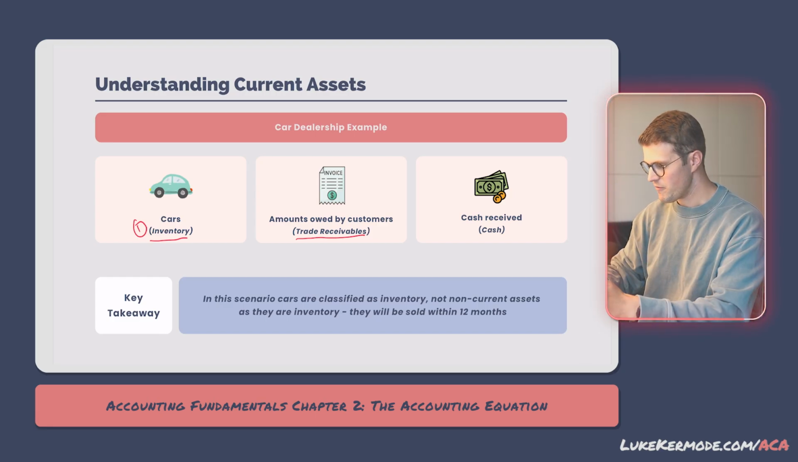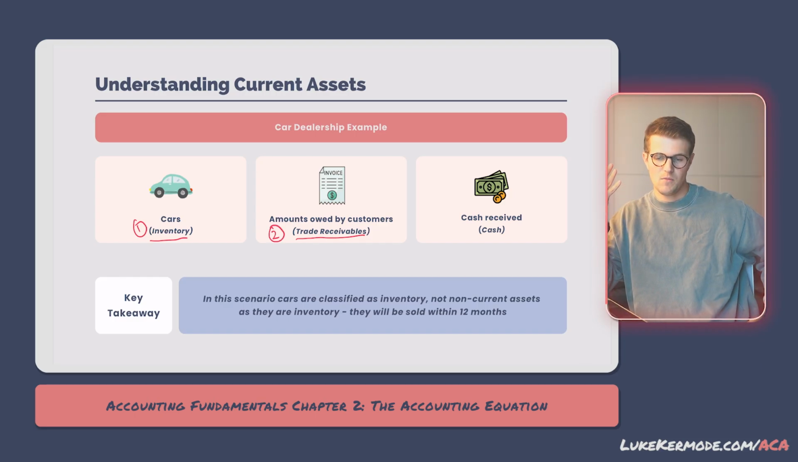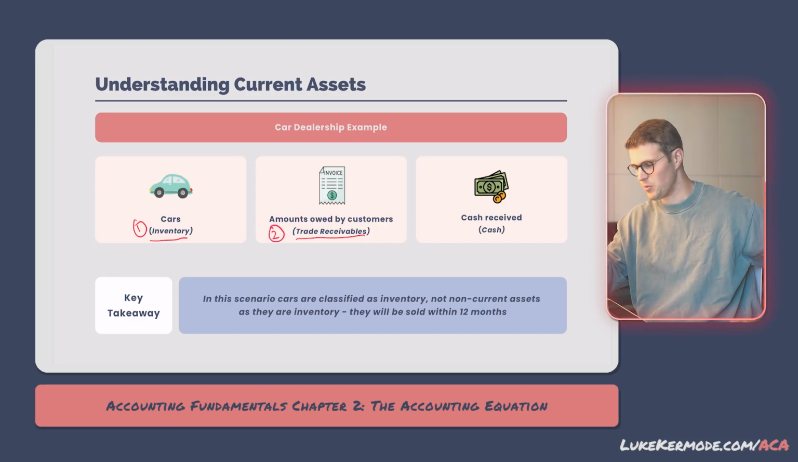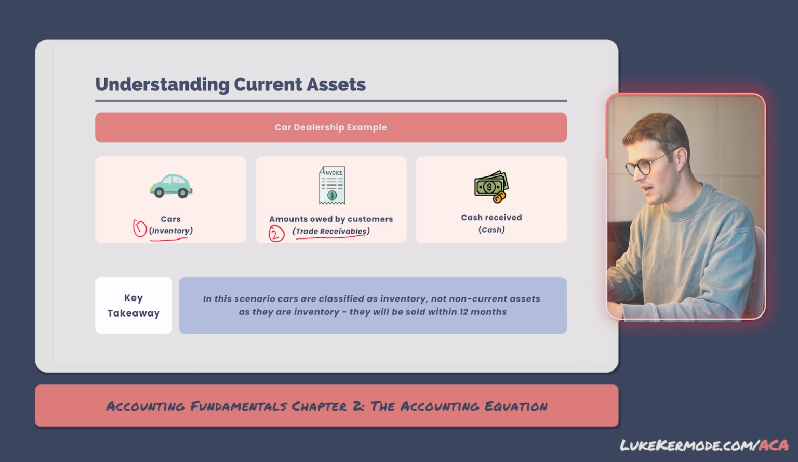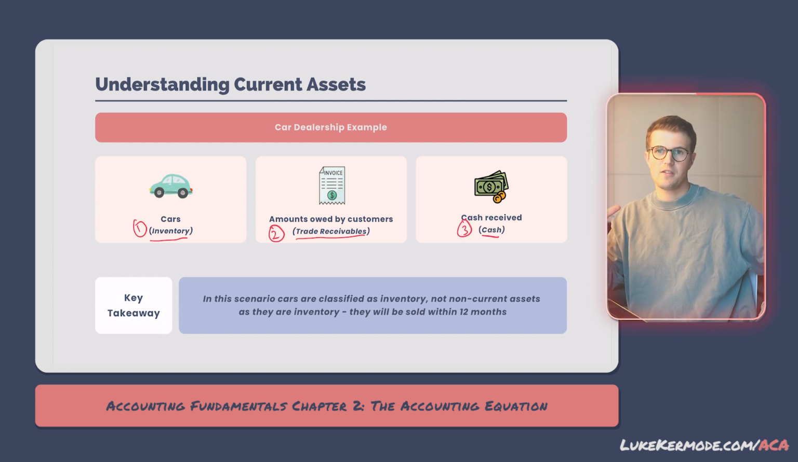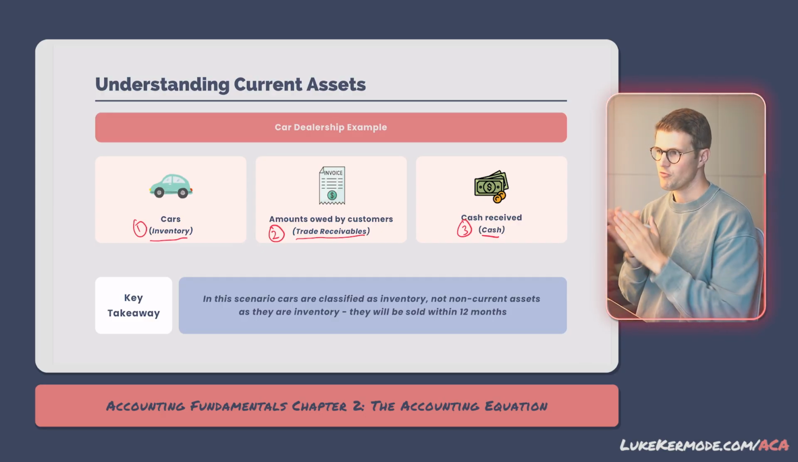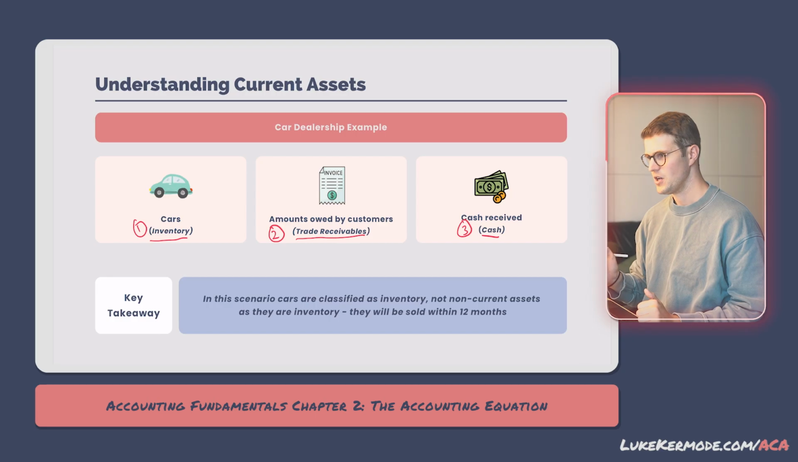Secondly, the trade receivables are also current assets because they're due within 1 year, they'll be converted into cash within 1 year. And then third and finally, we have cash itself, which is always classified as a current asset. Key takeaway from this slide is that current assets represent resources that will be converted into cash within 1 year.